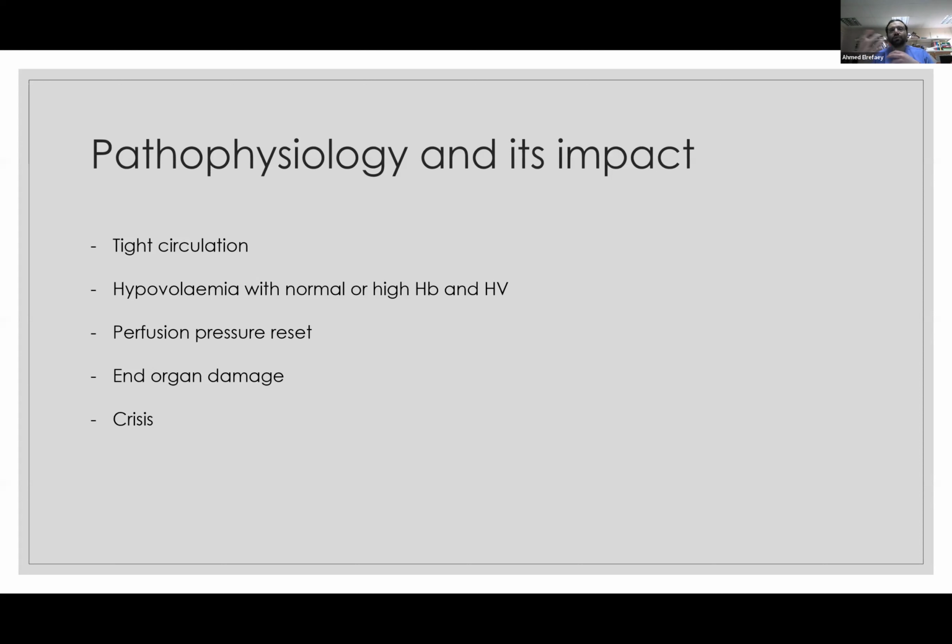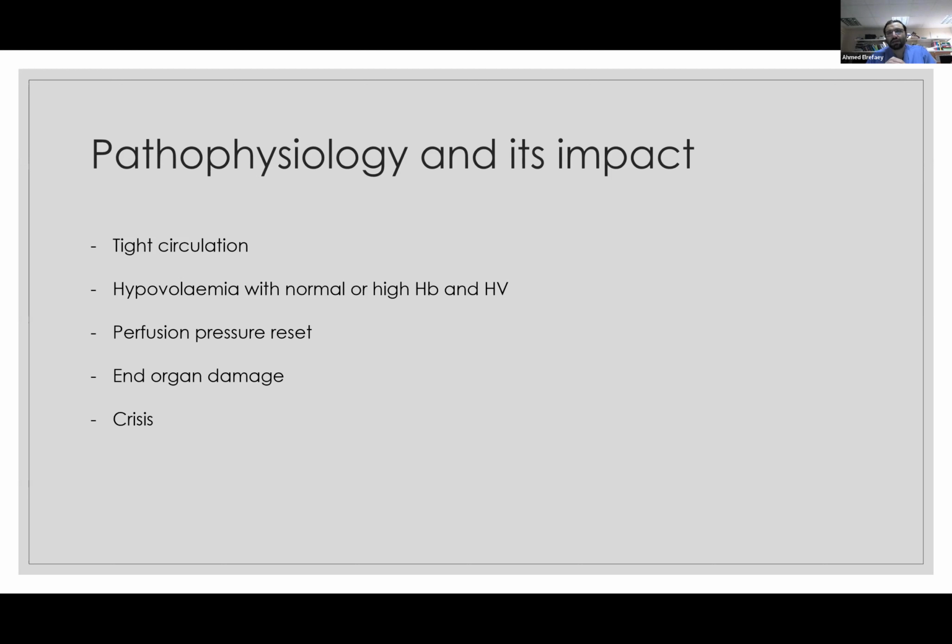And depending on how much volume we are losing, is it plasma or red blood cells, we will have a change in hematocrit and hemoglobin. But we cannot use the hemoglobin concentration and hematocrit value to diagnose hypovolemia here, because they would be normal or high. If the patient is anemic, the hemoglobin will be normal. If the patient is not anemic, the hemoglobin will be high. So hypovolemia is different.